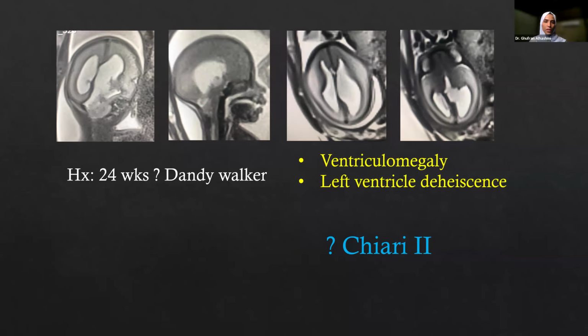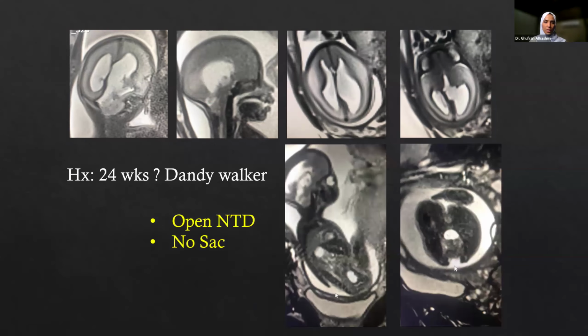So we were looking to get further images of the spine of this patient to see if there is an associated neural tube defect. And sure enough, you see on this sagittal image and on this axial image of the lumbosacral spine that there is an open neural tube defect without an overlying sac.